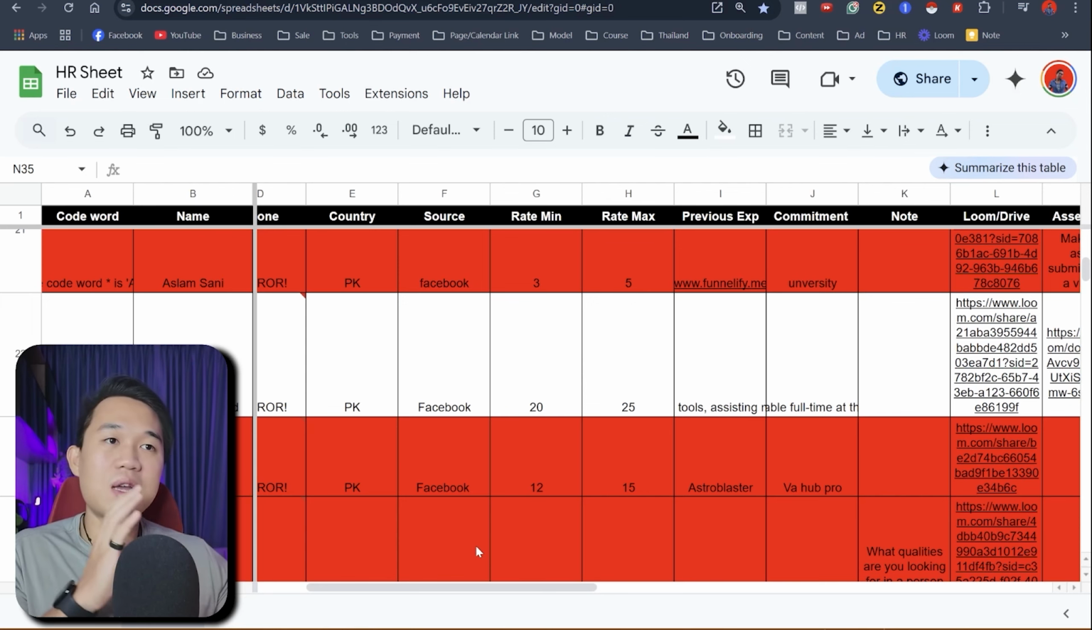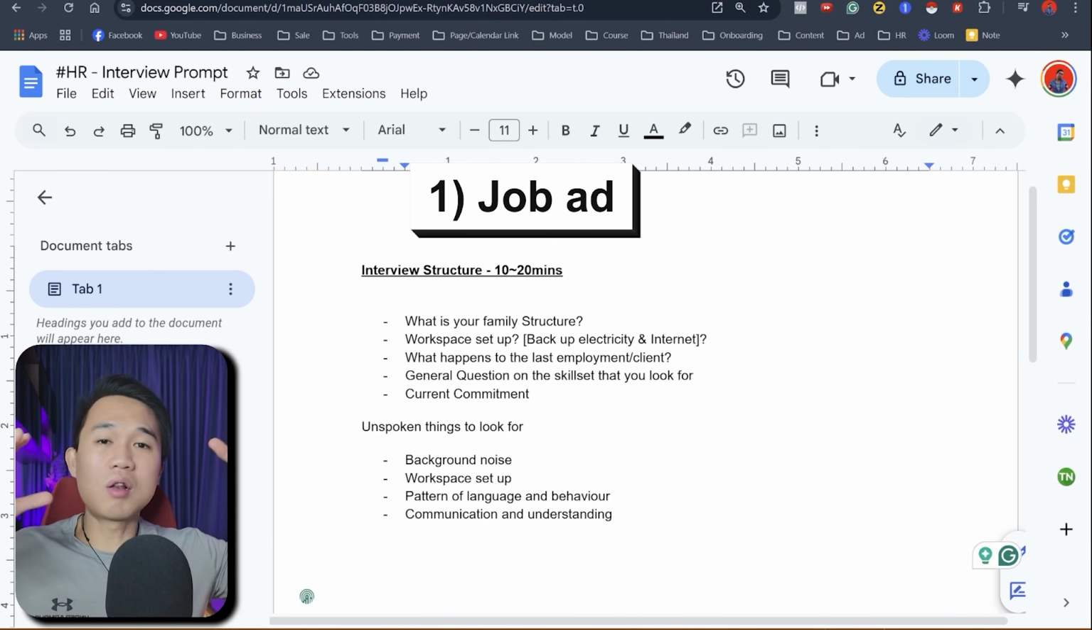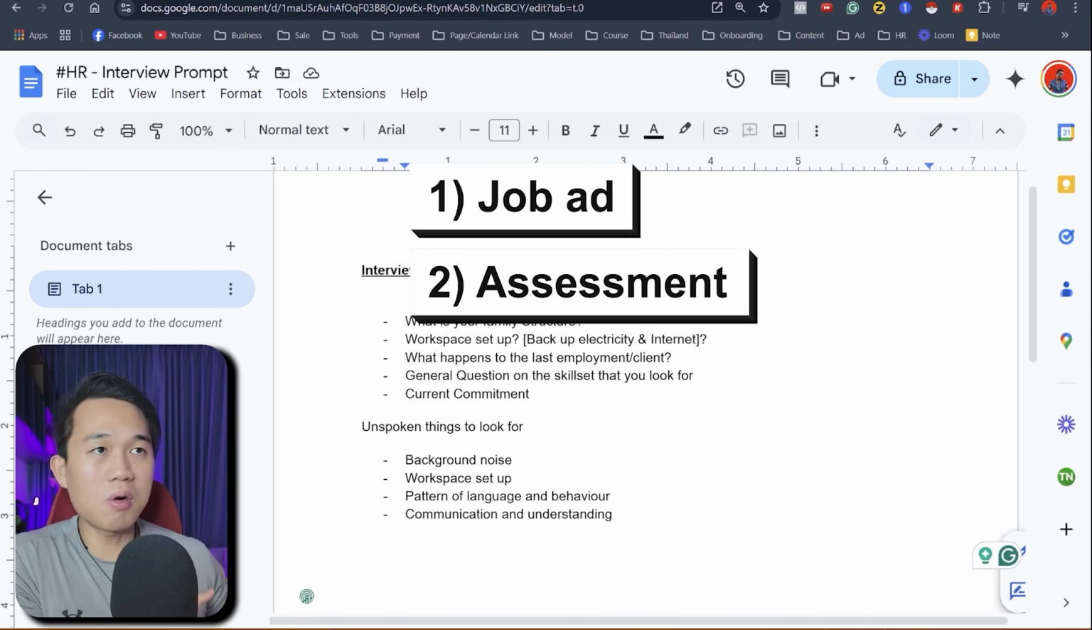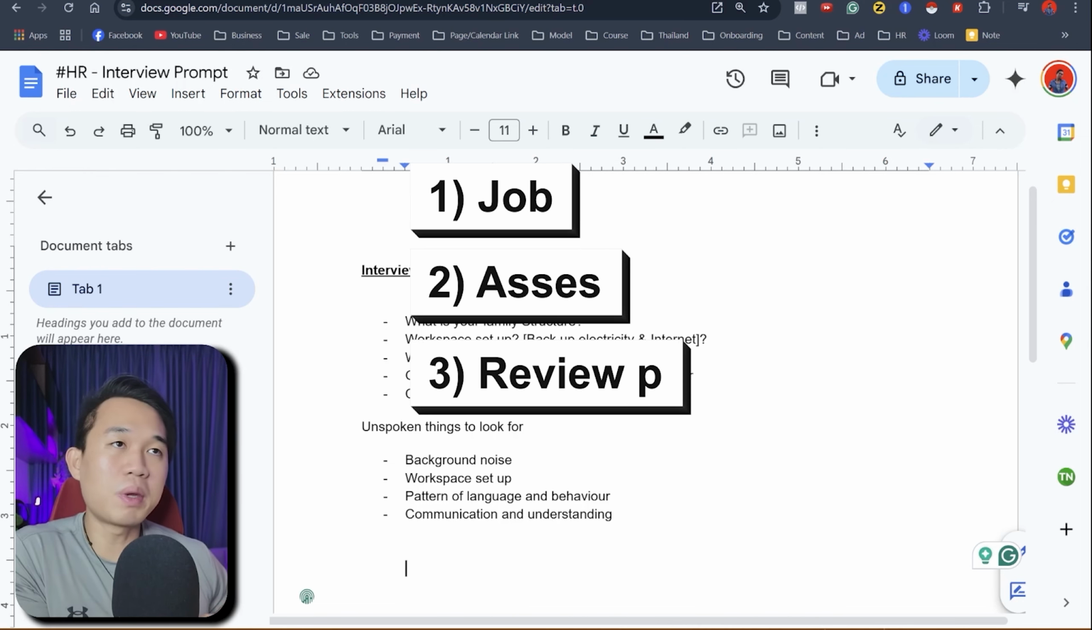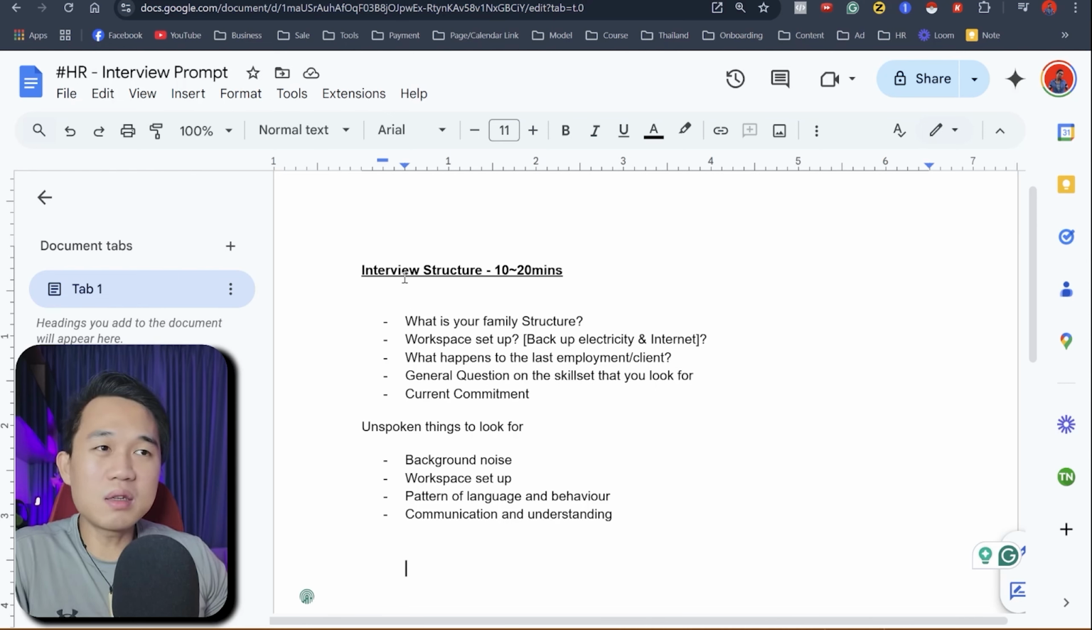So just to recap, we have the job ad, right? And a lot of people will apply. And then we have the assessments, which filter down people. And then we have the reviewer process, which filters down even more people. So you should only interview a handful of people, definitely not everyone. And that's the whole point of saving time by having the right hiring system in place, right?